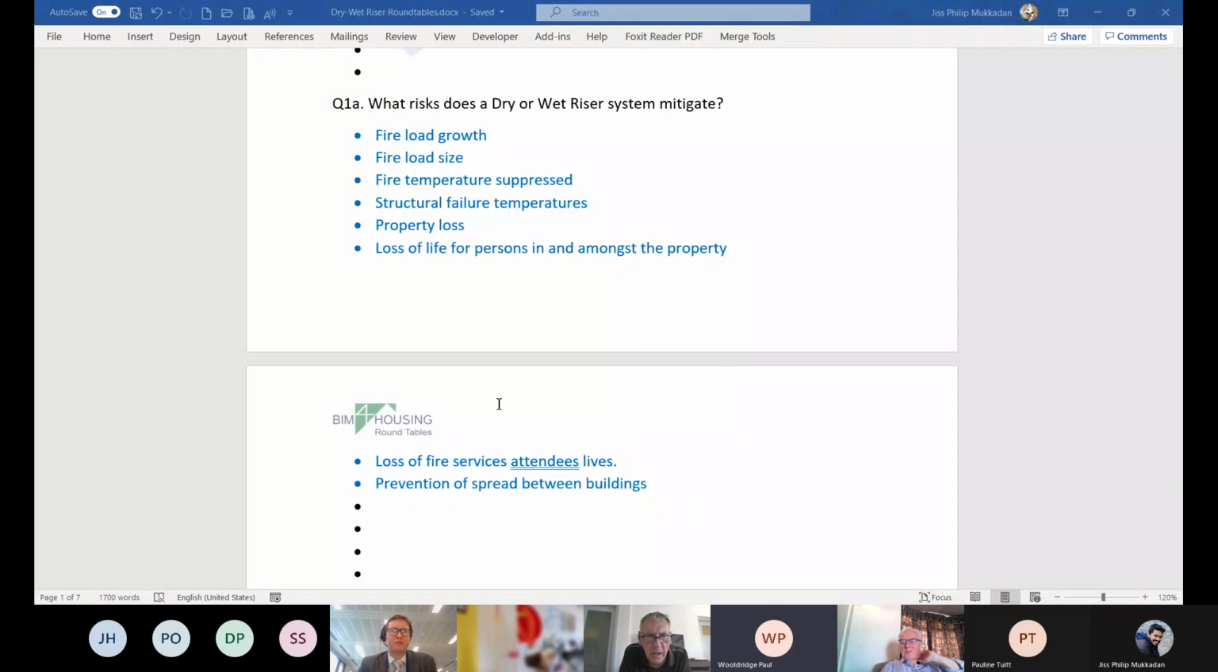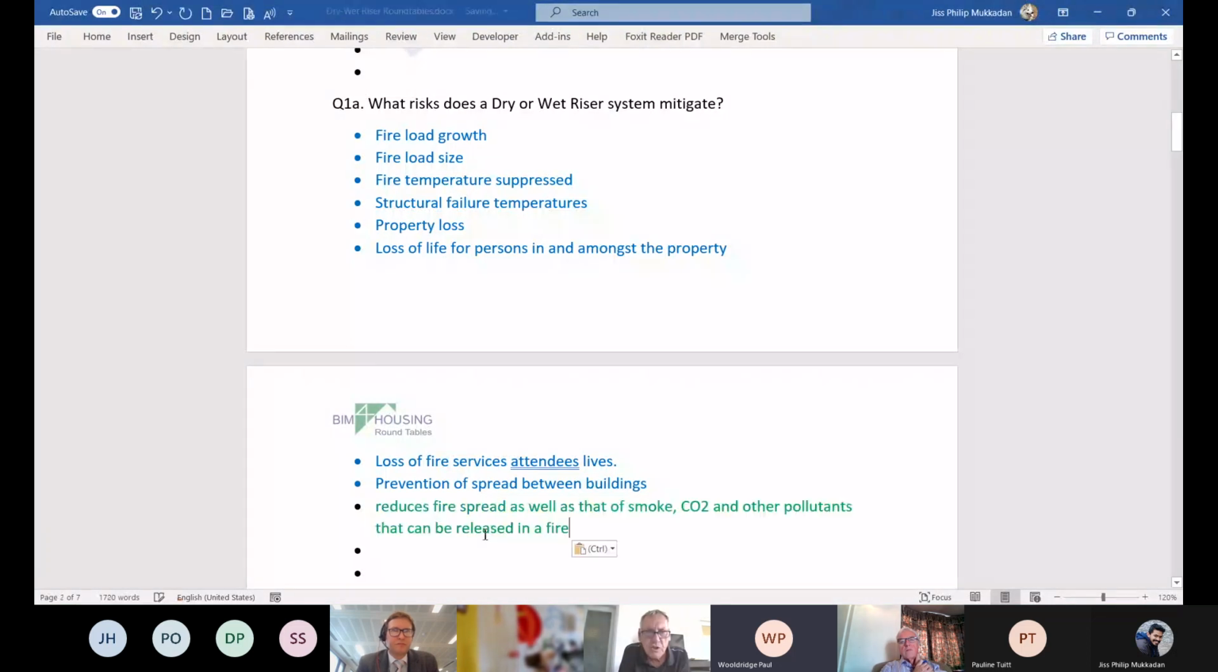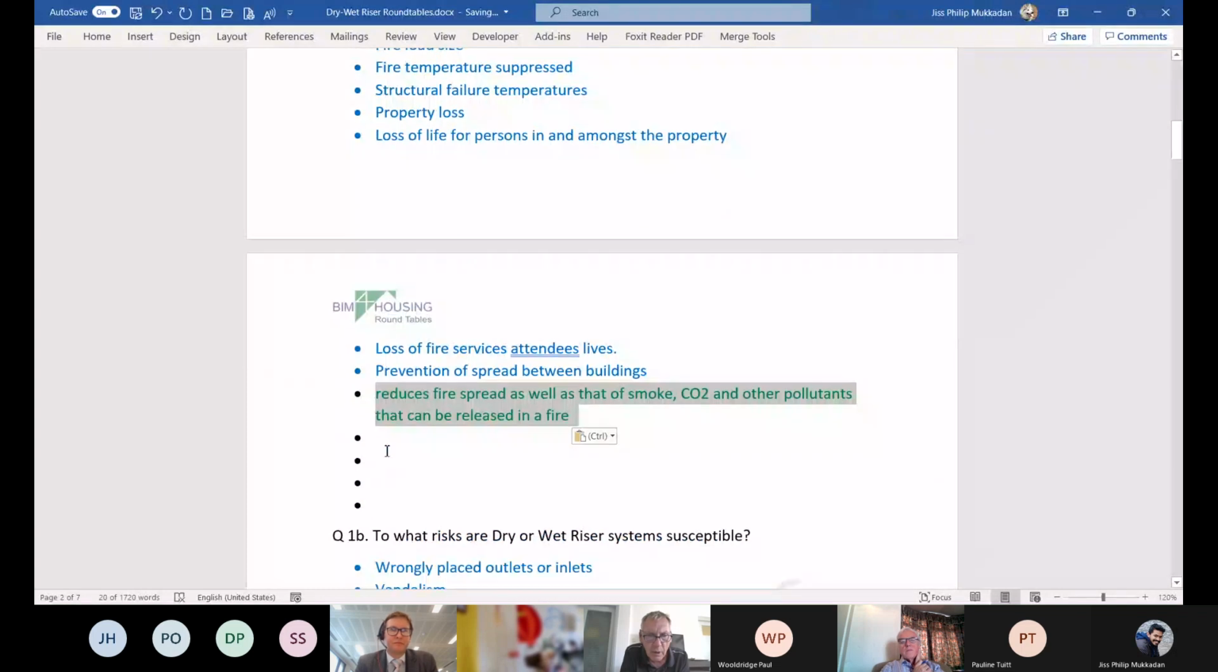I think with wet risers, a significant part of that is they're designed to maintain the compartmentation of a building. So what does it mitigate? It mitigates the failure of compartmentation. Paul, could you type that into your chat for me? Yeah, sure. It reduces spread of fire. So it mitigates the compromising of compartmentation, fire spread as well.